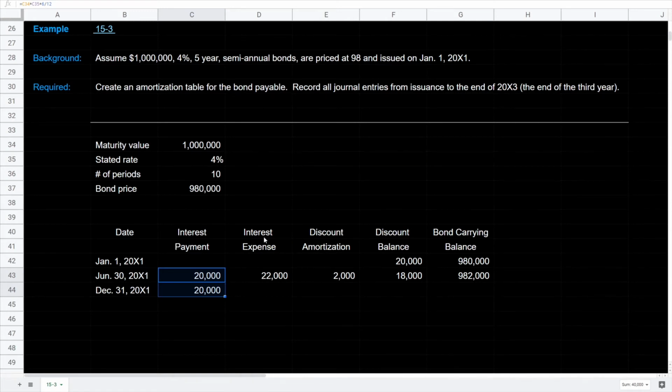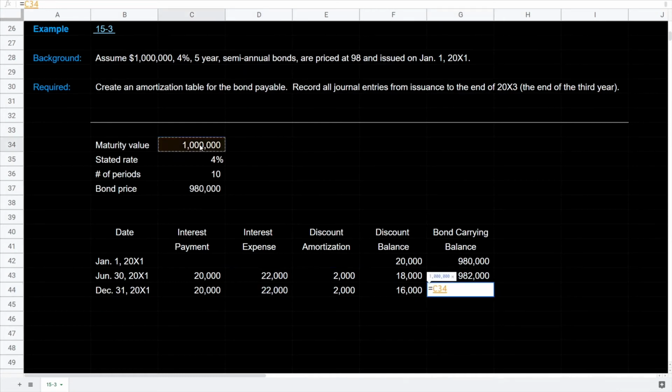We are also using the straight line method to amortize the discount. So that would mean that we can expect the same amount of discount amortization every single period. Interest expense will be the same. And once again, we will take the maturity value, subtract the remaining discount balance, and that will give us our carrying balance.